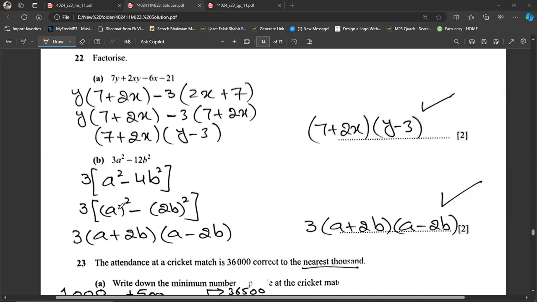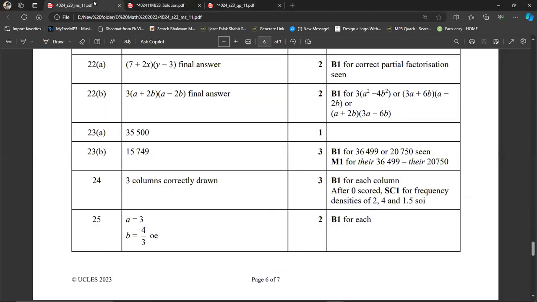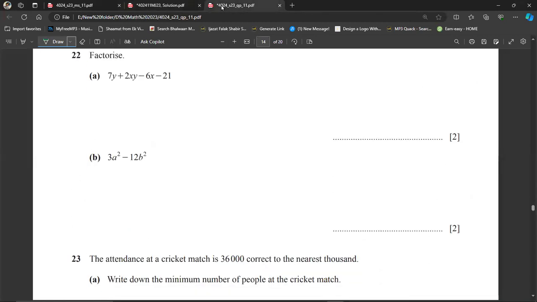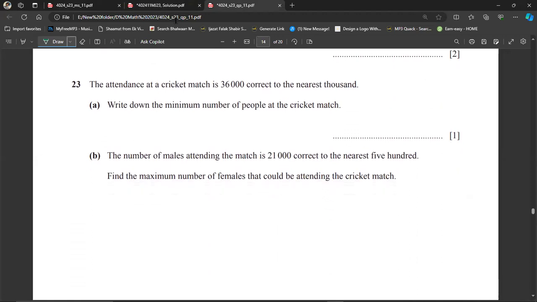Okay, 3 bracket, we have a square minus 2b whole square. These are two perfect squares, and between them you have this negative sign. So you remember that formula, a square minus b square equals a plus b into a minus b. So first term plus second term, first term minus second term. So this is how you factorize it. This negative between the two perfect squares, or you can say difference of two perfect squares, we have used that identity. Hopefully you know that.